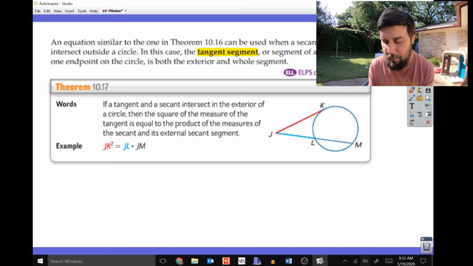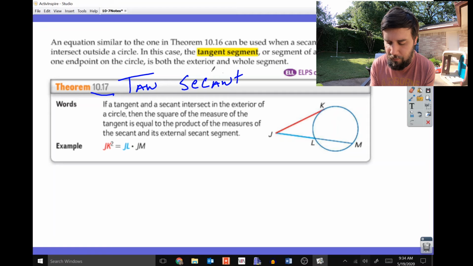And then we have one more, and this is the tangent secant theorem. The tangent secant theorem is a little bit different. This is theorem 10.17. You need a tangent and then you need a secant. A tangent and a secant. So you see here, JK is this tangent, and then JM is a secant.